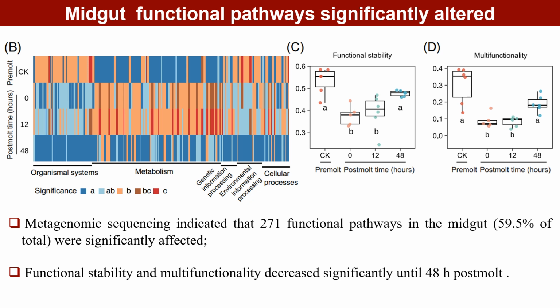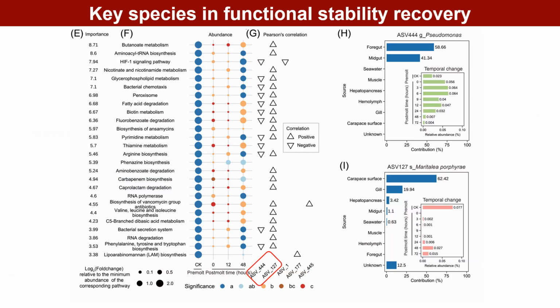The metagenomic sequencing indicated that 271 functional pathways in the midgut, 59.5% of total, were significantly affected, while metabolism pathways were recovered to the pre-molt level. Functional stability and multifunctionality of the midgut decreased significantly until 48H post-molt. We also identified 26 functional pathways as key to functional stability changes.